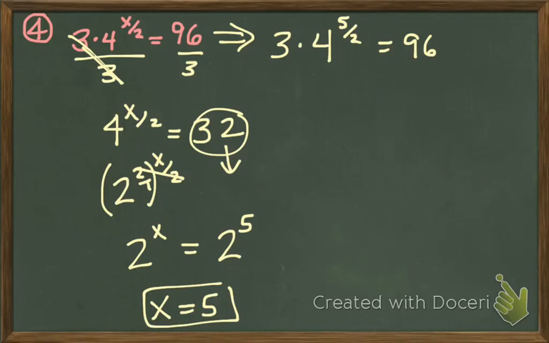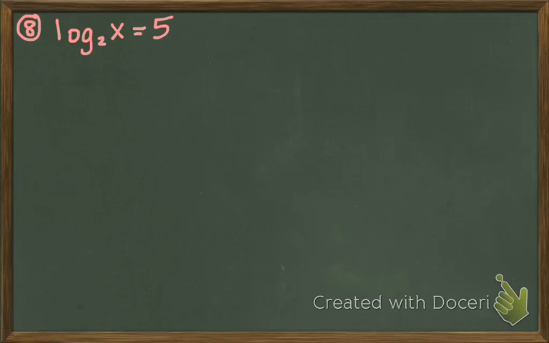Well, we're going to simplify that 4 to the 5/2 first. And remember, a 2 in the denominator of your exponent is a root. So we're going to take the square root of 4 first and rewrite the left side as 3 times 2 to the 5th. Well, 2 to the 5th is 32. And 3 times 32 is 96. So it worked. And we're ready for the next one.